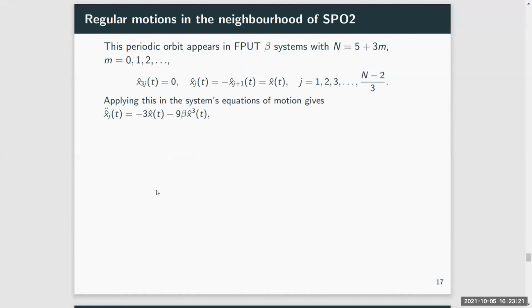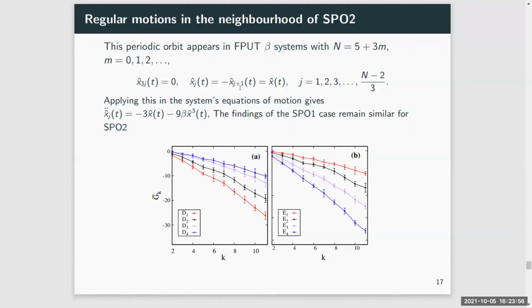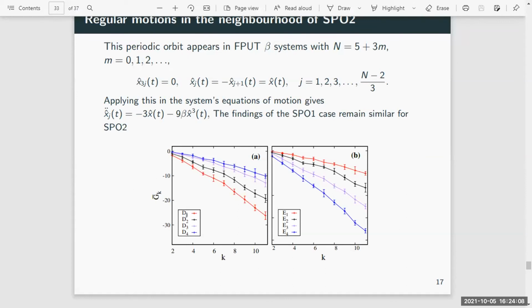So the figures, or the results, we have so far are not restricted to SPO1, but are rather more general. To demonstrate this, we did the same analysis for SPO2. This periodic orbit SPO2 appears where every third particle remains stationary, and the two particles in between move in the opposite direction. So a similar analysis is performed for regular orbits, and the findings of SPO1 remain the same. When we increase D values, again, GALI is increasing, but when we increase the energy, the GALI value is decreasing.